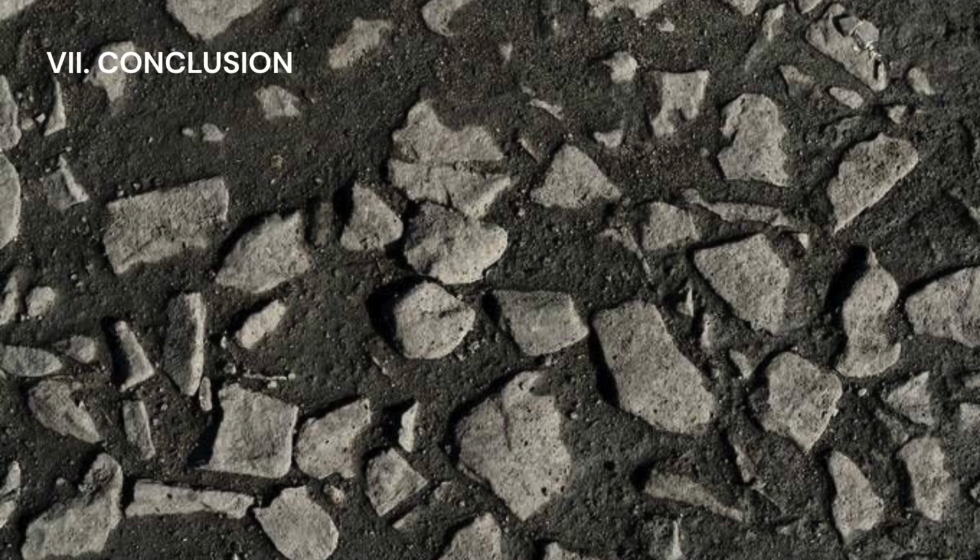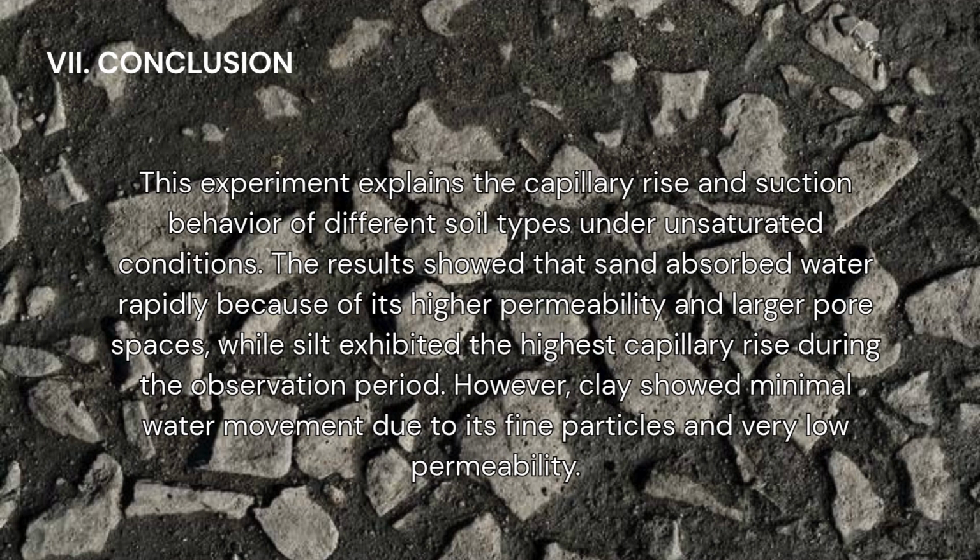Conclusion. This experiment explains the capillary rise and suction behavior of different soil types under unsaturated conditions. The results showed that sand absorbed water rapidly because of its higher permeability and larger pore spaces, while silt exhibited the highest capillary rise during the observation period. However, clay showed minimal water movement due to its fine particles and very low permeability.